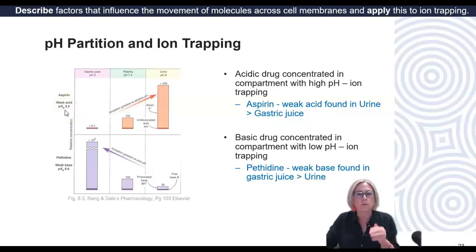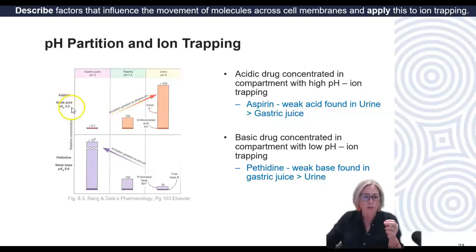Don't get yourselves too bogged down with the term pKa, but it's just a number that describes how acidic something is. The lower the number, the stronger the acid, and the more willing it is to donate its protons. We also have pethidine, which is a weak base, which has a pKa of 8.6.